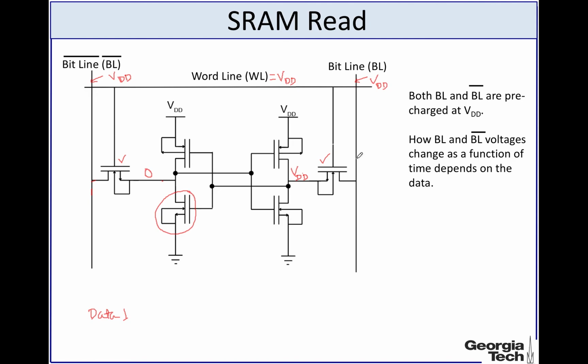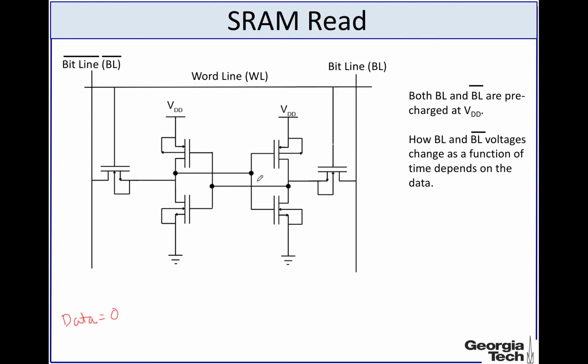On the other hand, this bit line over here is already at VDD, and this voltage is also VDD, and as a result this line will remain at VDD. So again, if the data is 1, then the voltage at the bit line bar will start decreasing. On the other hand, the voltage at the bit line will stay constant at VDD. Now if you compare the voltage difference between bit line and bit line bar, you will see that the bit line bar will be less than that of the bit line, and that way you can know that the data stored in this cell is 1.